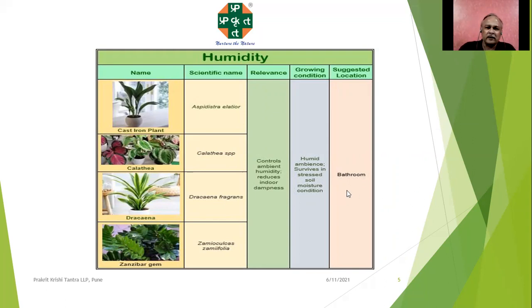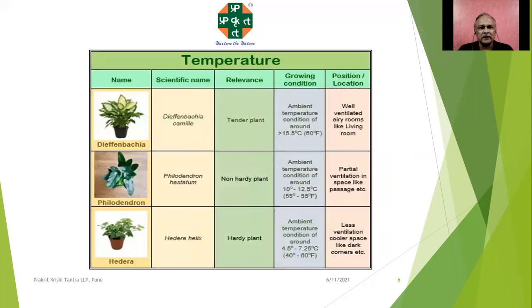So an ideal location can be a bathroom, indoor or outdoor. If you want to keep them wherever some water is flowing or water is there, or the wall is damp because of some water seepage, etc. It can be possible in different homes that some places outdoors are also damp. You can place these kind of plants there, and they will be healthy. Then comes the temperature factor.